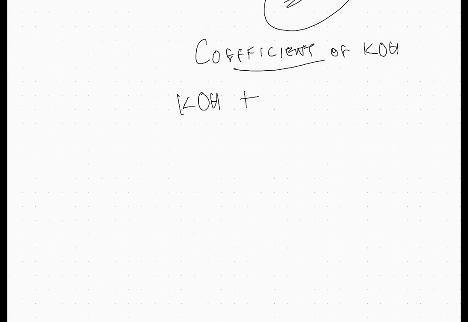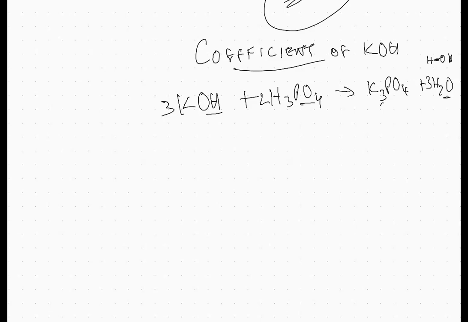Okay, it's KOH plus H3PO4 giving K3PO4 plus H2O. Let's see how this balances. Potassium 3, so I put 3 here. Take OH as a polyatomic anion, then it's easy. So 3 OHs here, we have only 1. So I put 3, because you can take water as HOH. Hydrogen, I have to have 6 in total, right? So I put 2 here and PO4 is fine.